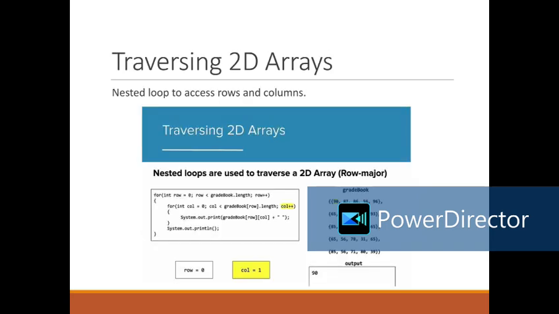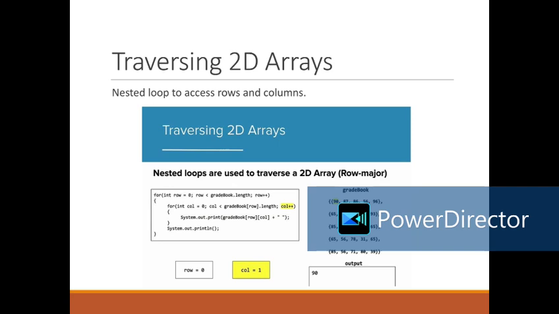Traversing a two-dimensional array means visiting every element in the grid. Since a 2D array has both rows and columns, you need two loops to accomplish this. In a nested loop structure, typically the outer loop iterates through the rows and the inner loop iterates through the columns of the current row. As shown in the code example, this ensures that every element is visited exactly once.